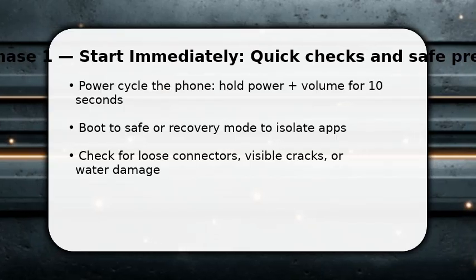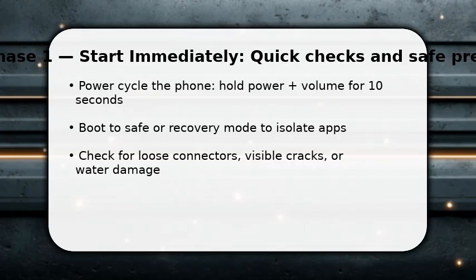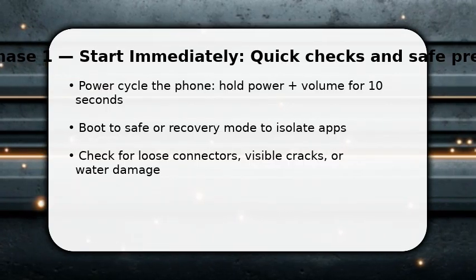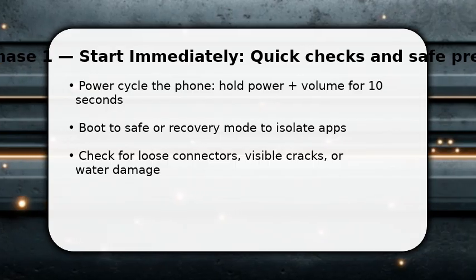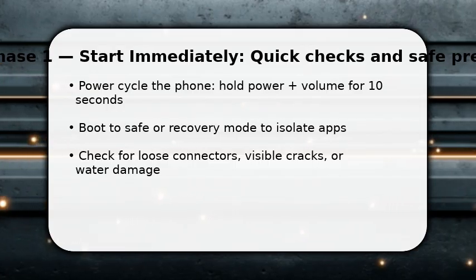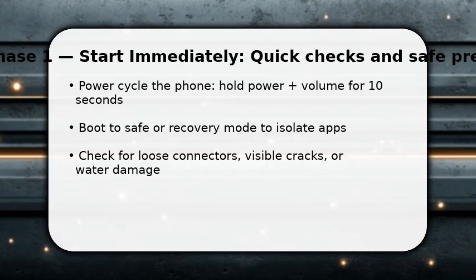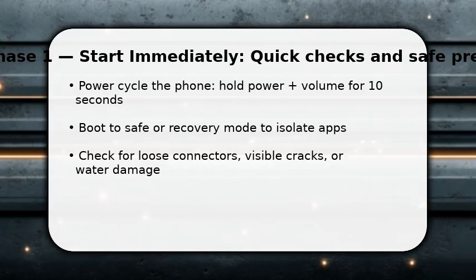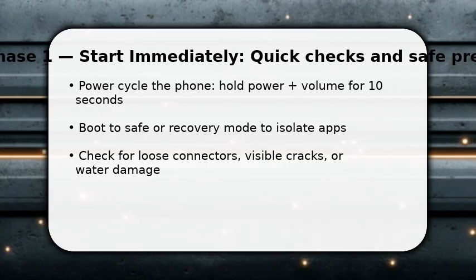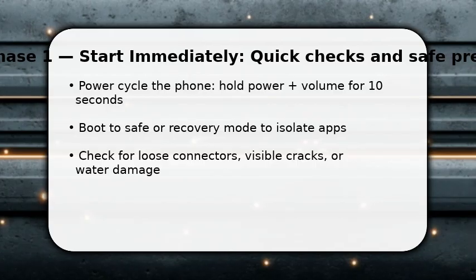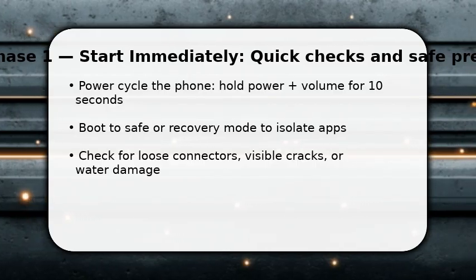You will start with 2 quick diagnostics and safe prep. First, power cycle the phone, hold power and a volume button for about 10 seconds to rule out a temporary firmware hang. Next, boot into safe or recovery mode to see if an app causes flicker. While the phone is powered down, inspect edges and the charging port. Make sure there is no water residue or cracked glass that can short the display. Once done, you'll know if this is software or hardware related.